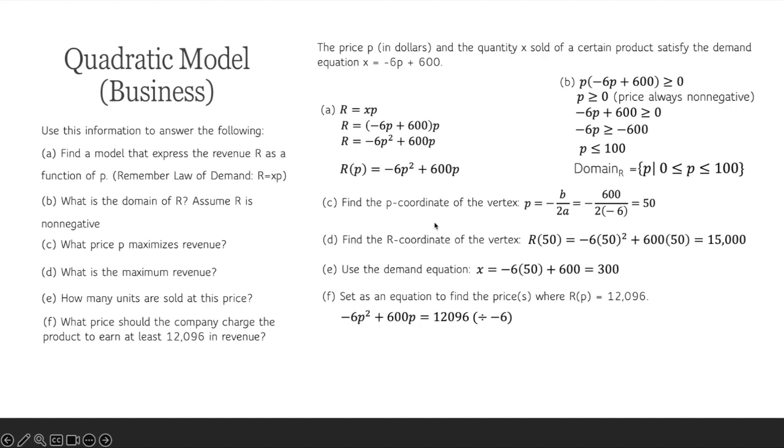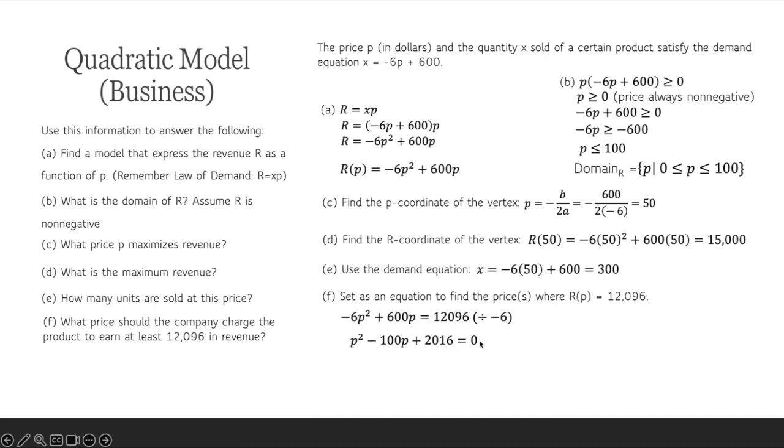First I replace, so R(P) is 12,096, and then I see that all these coefficients are divisible by -6. So I divide everything by -6, and then this becomes P squared minus 600 P. Here it would be negative, but then I passed it to the left side, it became positive, 2016. Set to 0.